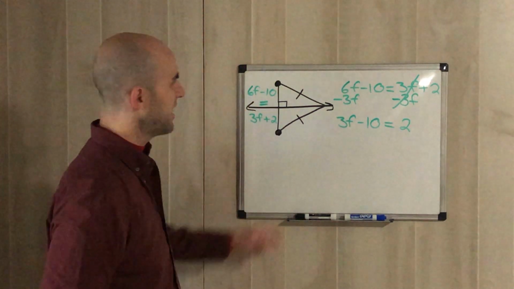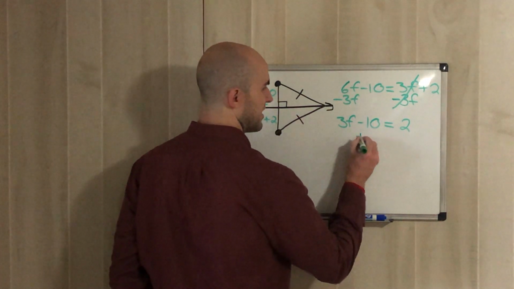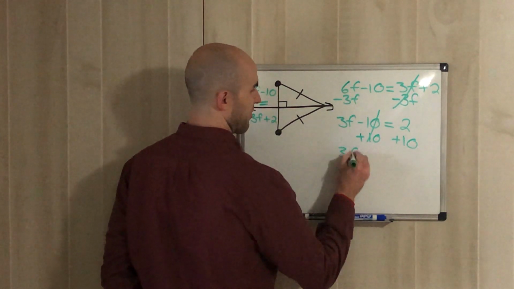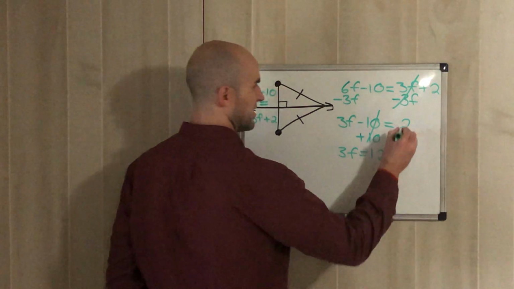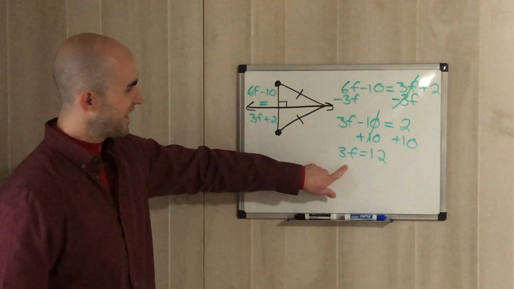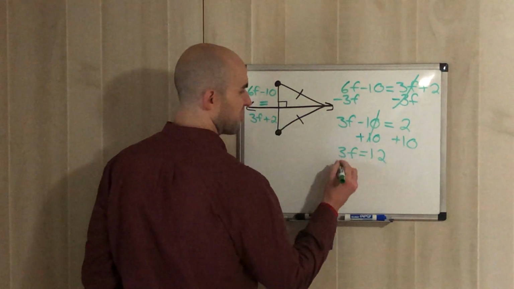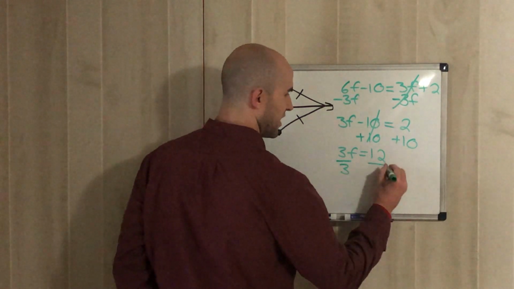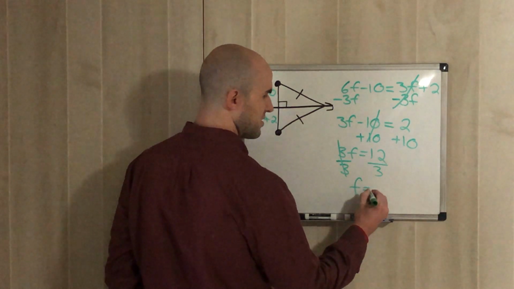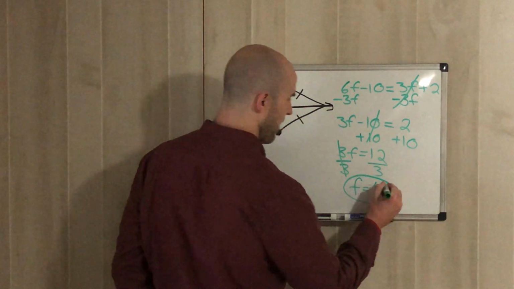Okay? Now again, you want to get f by itself. Let's get rid of that 10. Opposite of subtraction is addition. Add 10 to both sides. We have 3f equals 12 because 2 plus 10 gives us 12. And now we have 3f equals 12. To get f by itself, to isolate f, we want to get rid of the 3. Opposite of multiplication when they're next to each other is division. Divide both sides by 3. The 3's cancel. We have f equals 12 divided by 3 gives us 4. And there you have it.